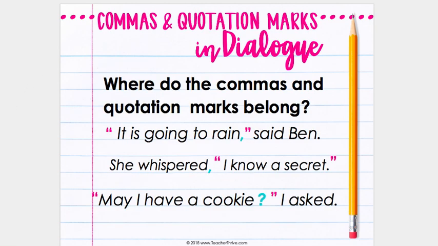So here are more examples. Where do the commas and quotation marks belong? So in the first example, "It's going to rain," said Ben. You can see the quotation marks in pink and the comma in blue inside of the quotations. The next, She whispered, "I know a secret." So now you see the comma after the tag and the quotation marks around what the person said. And you also see the ending punctuation inside of the quotation marks.